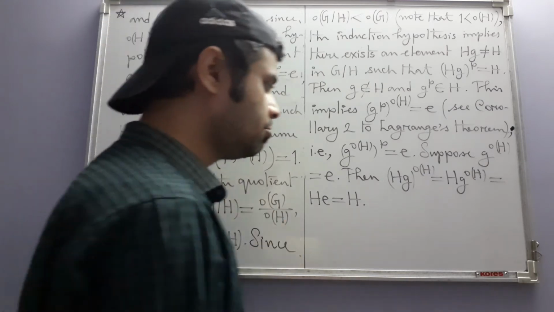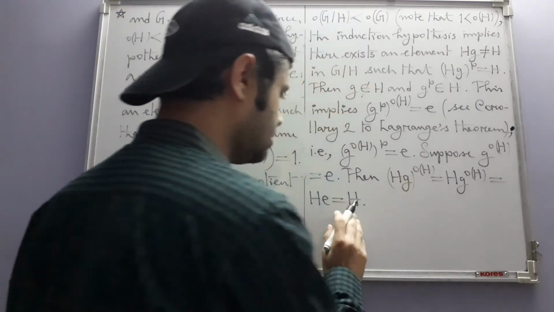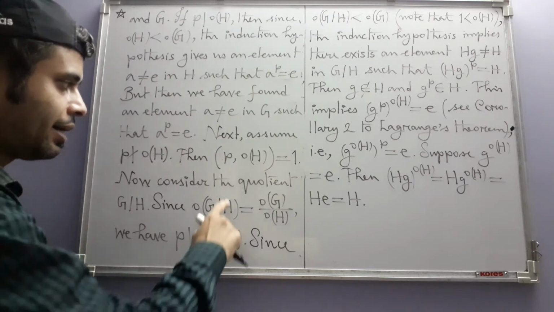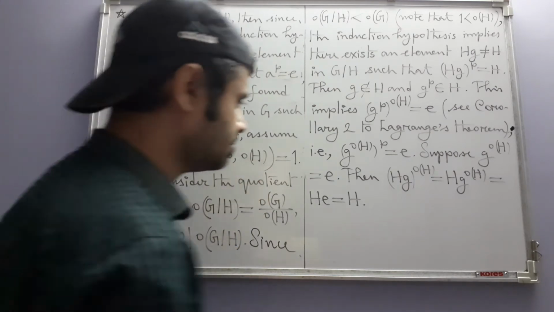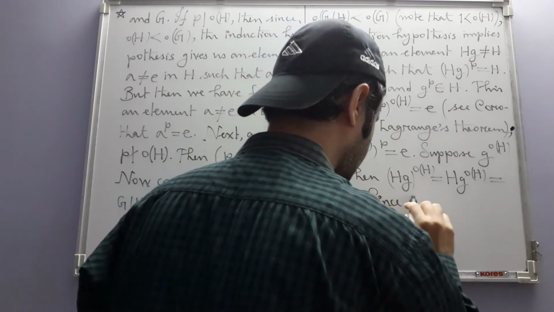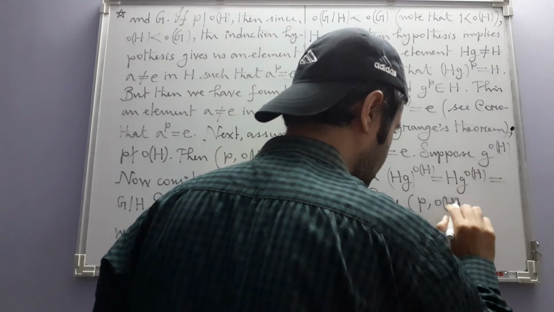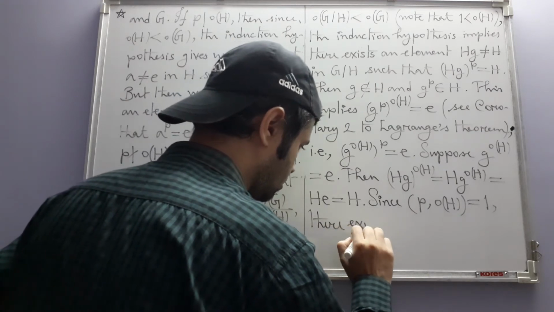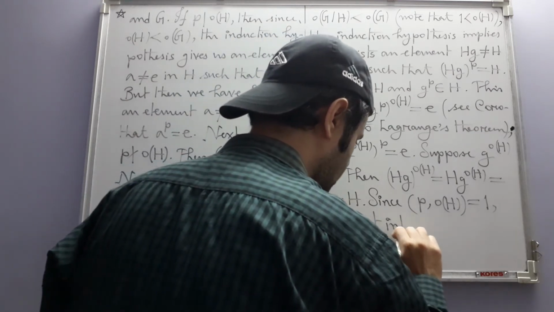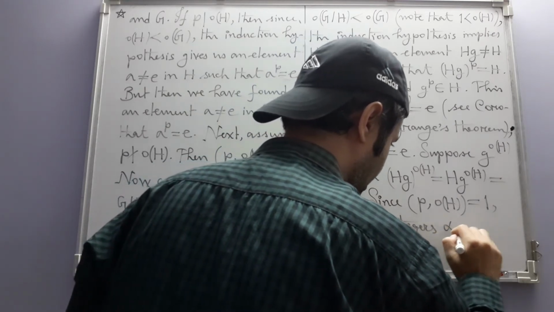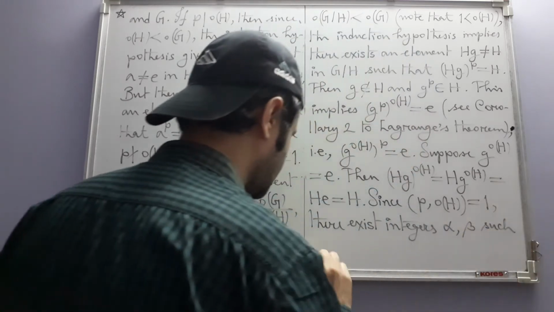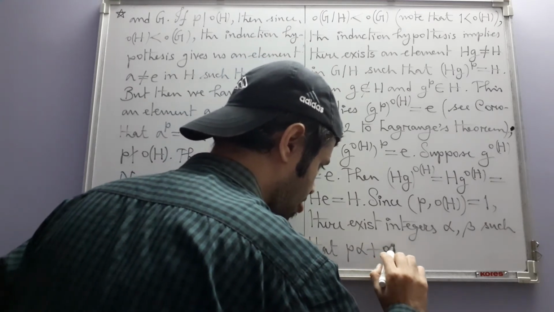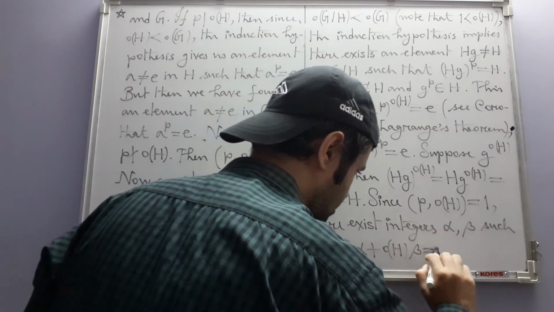Now look at these two equations. Hg to the power order of H is equal to H, and at the same time Hg to the power P is also equal to H, and we know that P and order of H are relatively prime. Since P and order of H are co-prime or relatively prime, there exist integers, say alpha and beta, such that P alpha plus order of H times beta is equal to 1.